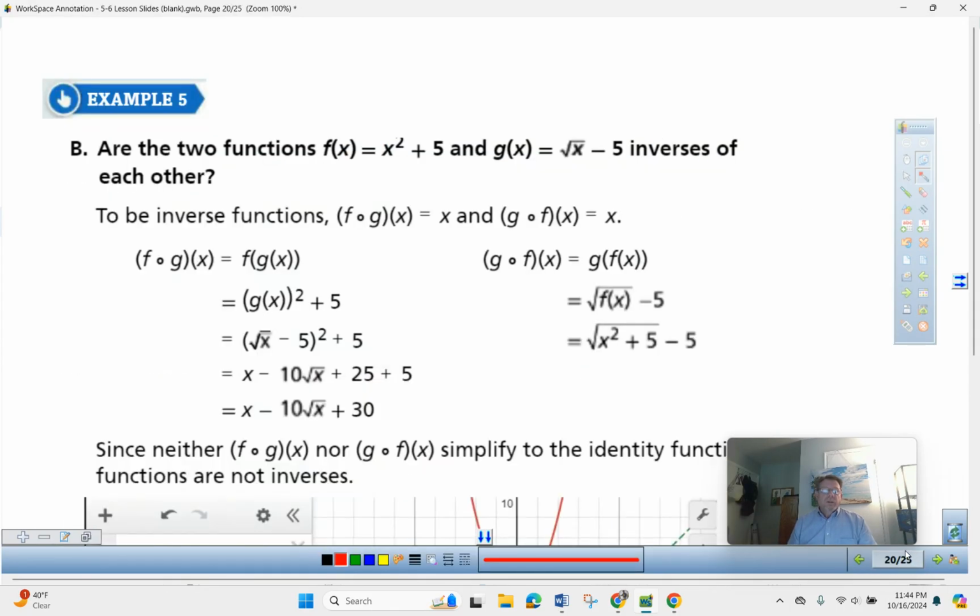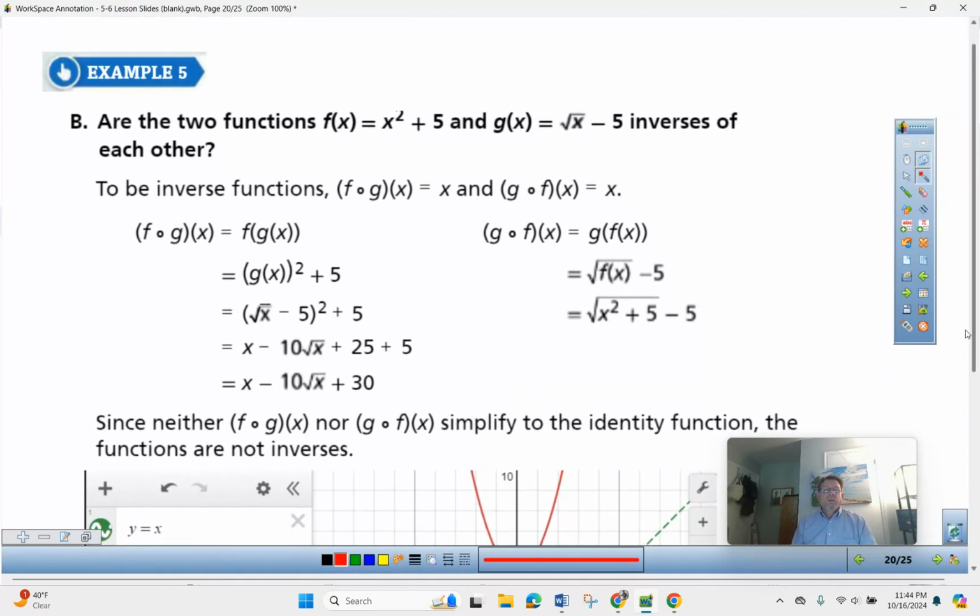So, okay, here's another example here. They're going to walk you through. And so they have f of x is x squared plus 5, and then the inverse of it is the square root of x minus 5. They didn't go through the trouble of showing you how to do that. And they're saying, are these two functions inverses? So we don't know this is an inverse yet.